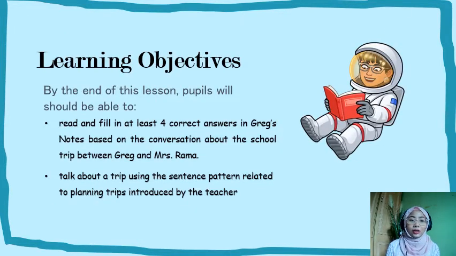Now, let's look at our learning objectives. By the end of this lesson, pupils should be able to: 1. Read and fill in at least 4 correct answers in Greg's notes based on the conversation about the school trip between Greg and Mrs. Rama. 2. Talk about a trip using the sentence pattern related to planning trips introduced by the teacher. We have 2 learning objectives for today, and I hope that both learning objectives will be achieved by you at the end of this lesson.